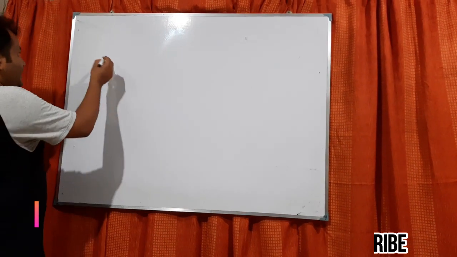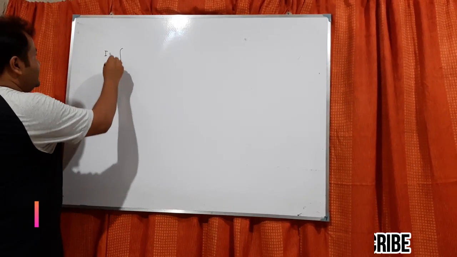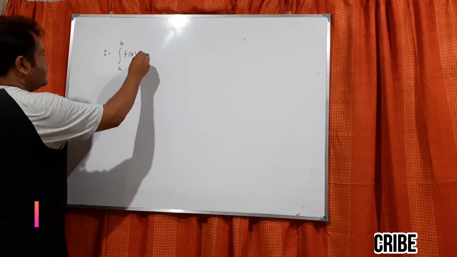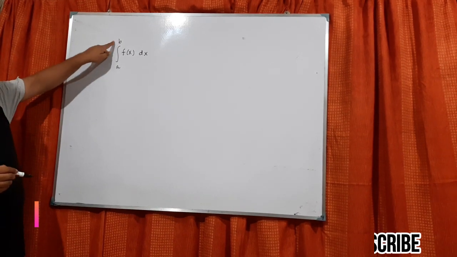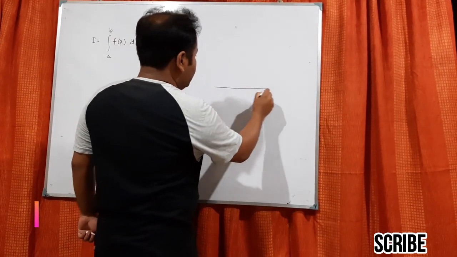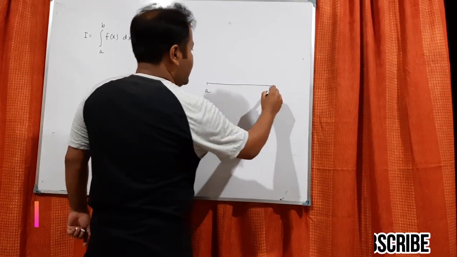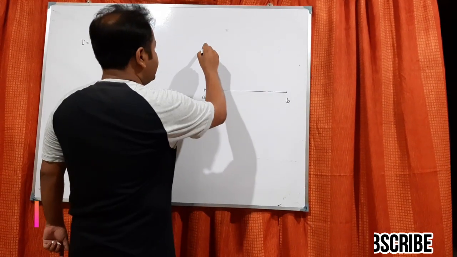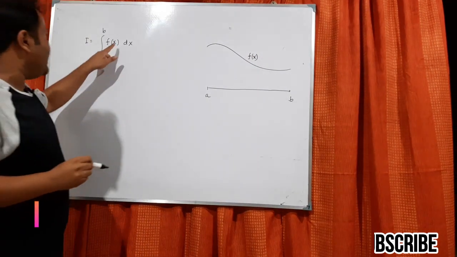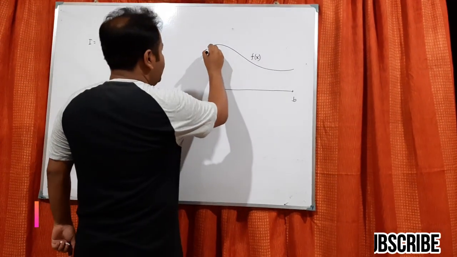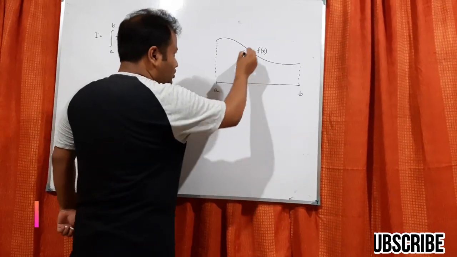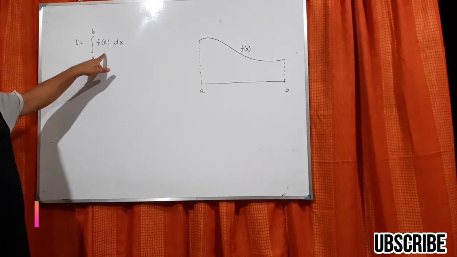So normally integration looks like this: integral a to b f(x) dx. If I want to go for the geometrical interpretation, say this is a and this is b and this is f(x), then a to b f(x) dx means from a you join this one, from b you join this one. So this total area will be the value of the integration.